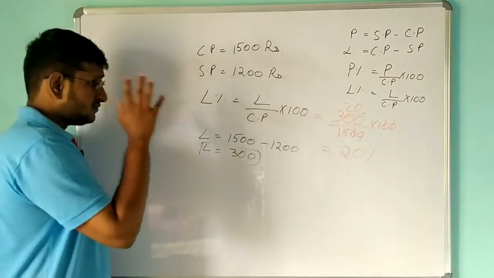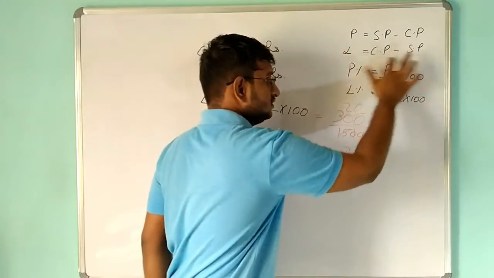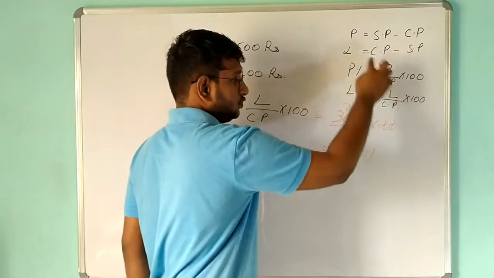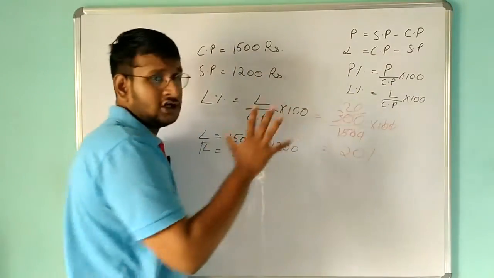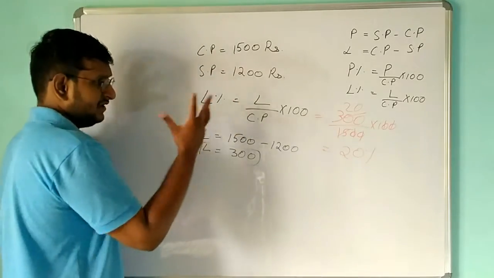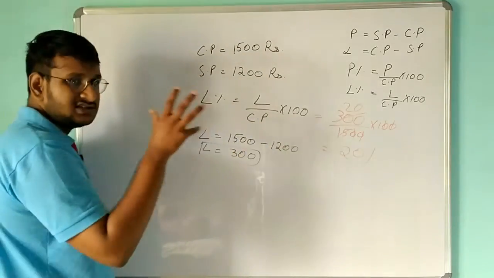So we are using almost all these formulas. We use this formula in order to find loss, and using that we substitute that loss over here, and we find the loss percentage. This is one of the typical simplest problems where they use 2 or 3 formulas in order to calculate the required value.